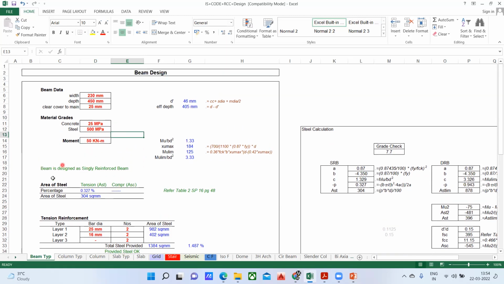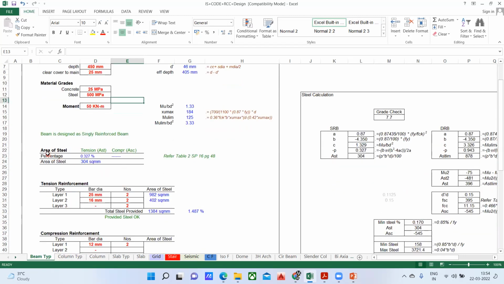See, now it's writing here, the beam is designed as singly reinforced. That means this Excel sheet is directly giving us the total steel that is required. So the area of steel that is required is 304 mm square. Okay, 304 mm square of the steel is required. You're getting my point? I'll put it in a better way. You don't have to worry.